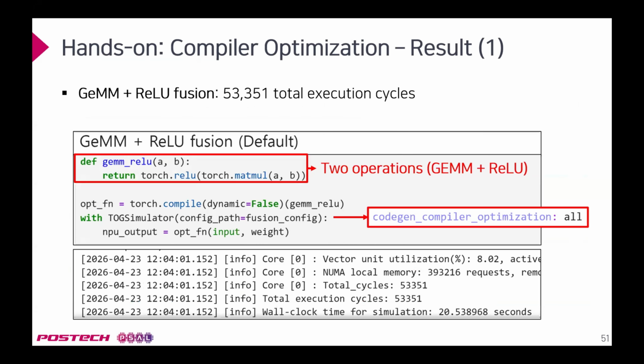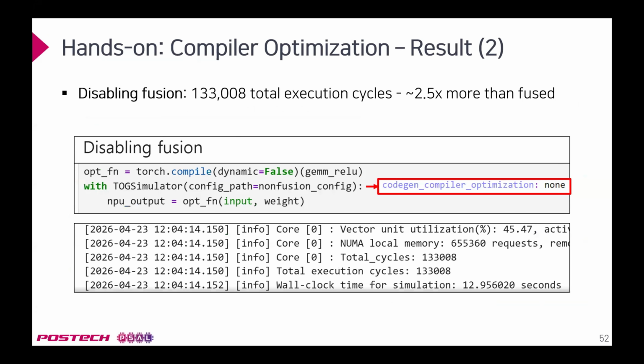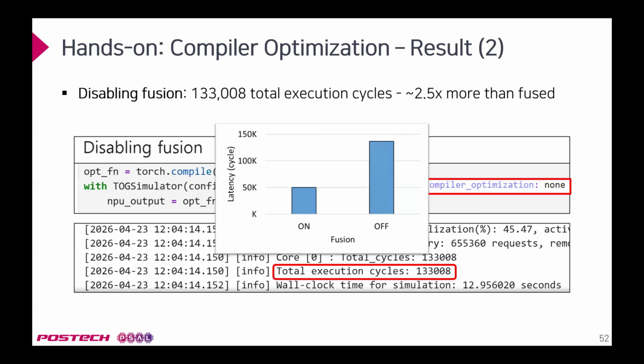With fusion enabled, the GEMM and ReLU are merged into a single kernel. The total execution cycles are about 53K. And with fusion disabled, the total execution cycles are 133,000, roughly 2.5 times more than the fused version.